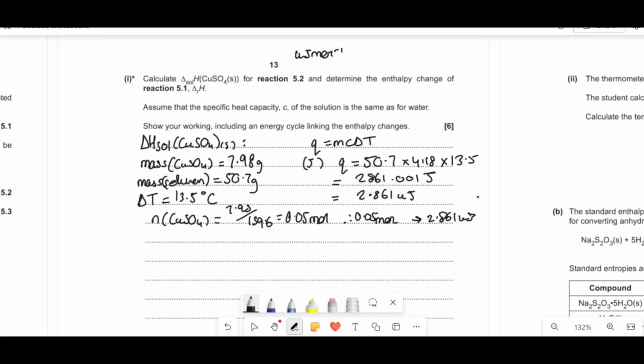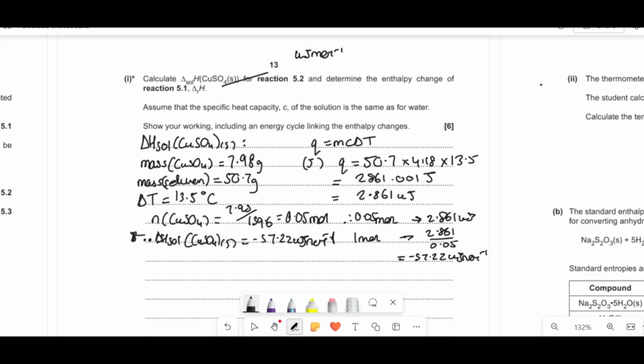We want to know how much 1 mole did. So if 0.05 moles did this, then 1 mole must have been however many times we did to get up here, or divide this by itself. So you would end up doing 2.861 divided by 0.05, which gives us 57.22 kilojoules per mole. However, this has gone up in temperature, so that's exothermic, so it's negative. So now we've worked out the enthalpy of solution for CuSO4 solid, which is going to be minus 57.22 kilojoules per mole. Cool, so we've at least got one part done.